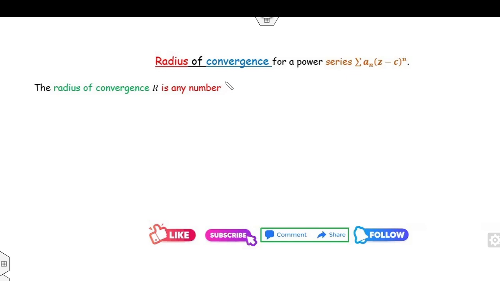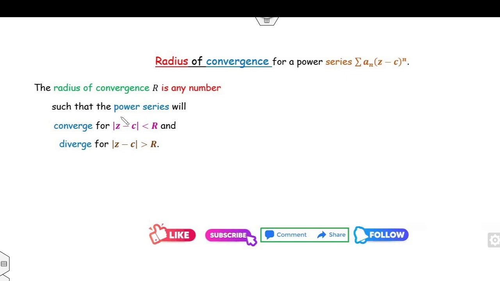First of all, the radius of convergence is any positive real number such that the series converges whenever |z − c| is less than R. Looking at this diagram, this is my center C, and this is C plus R, and this is C minus R. This is an interval. How can you write this interval? I can say it is |z − c| < R.